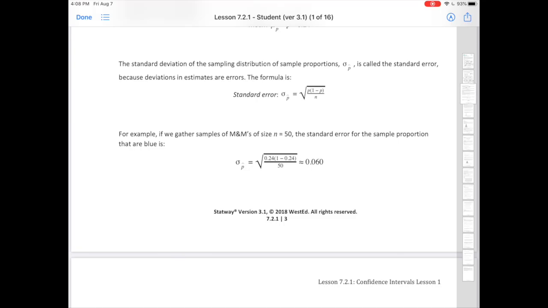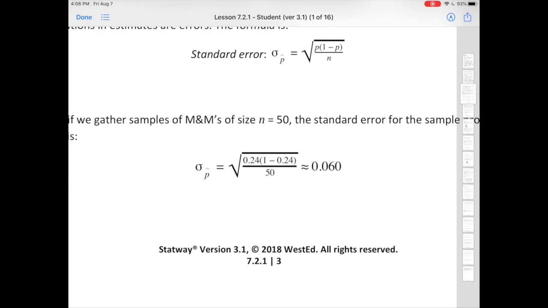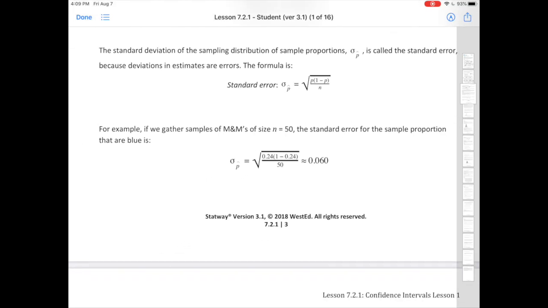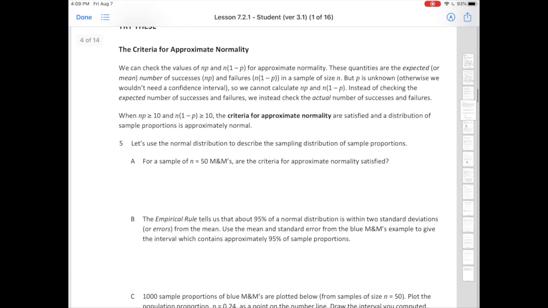For example, let's say you were gathering samples of M&Ms of size n equals 50. Then what would be the formula for the standard error? You just take the square root and write 0.24 times 1 minus 0.24 in there, and if you put that in your calculator, you get 0.060. So that's how you find the standard error. So far so good. We already knew that. We're just reviewing some information that we already know. So let's go on.